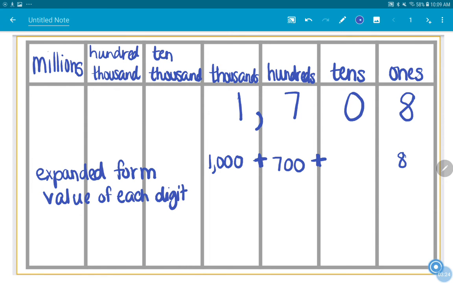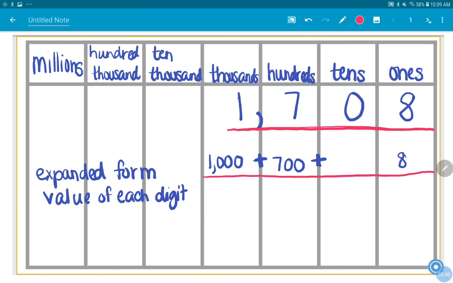So why, when I write a number in expanded form, 1,000 plus 700 plus 8, why is that the same as this original number that we had? How is that the same? Who can prove that those are the same thing? Caden? If you add all of them up together, it equals that one. Yeah, the sum of what I have in expanded form equals this original number that I had.